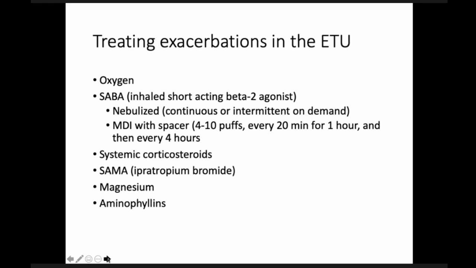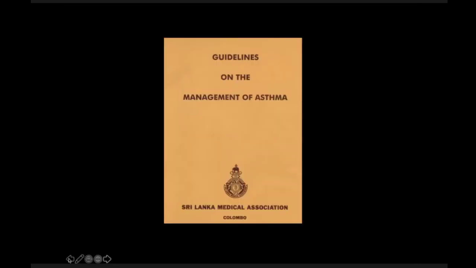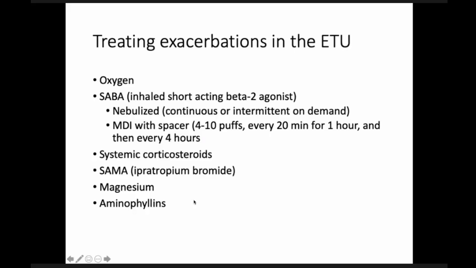Aminophylline, we try to avoid it, but sometimes there's no option. And occasionally, very rarely, we'll have to treat these patients in the intensive care unit. Sometimes they go into severe respiratory failure, and they need respiratory support with intermittent positive pressure ventilation.